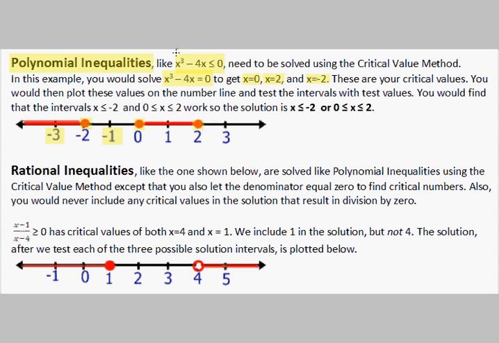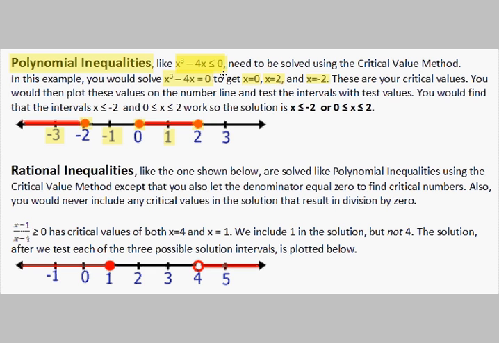3 is not less than or equal to 0, so that means this interval from -2 to 0 is not part of the solution. Then we check the interval from 0 to 2. x equal 1 is a good test value. We plug it into the original inequality. We get 1 cubed minus 4 times 1. That makes -3. That is less than or equal to 0. So the interval from 0 to 2 is part of the solution.